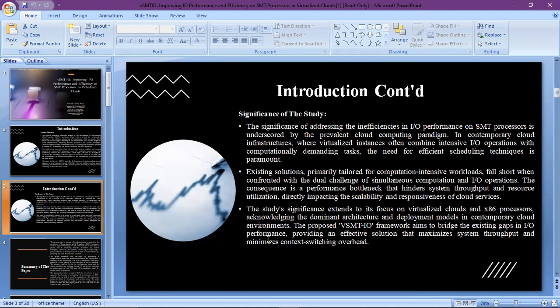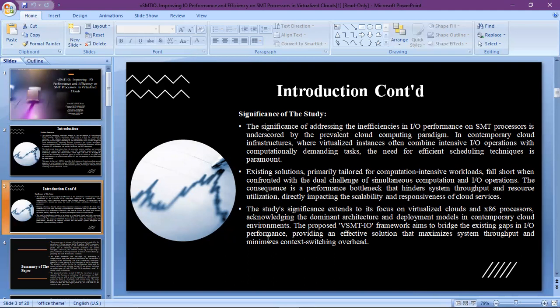Current solutions designed primarily for computation-intensive workloads fall short when dealing with the simultaneous challenges of computation and I/O operations. This leads to a performance bottleneck that hampers system throughput and resource utilization, directly affecting the scalability and responsiveness of the cloud services.